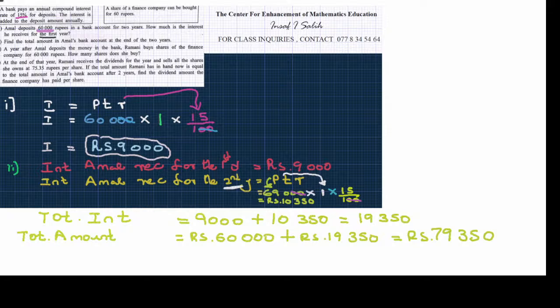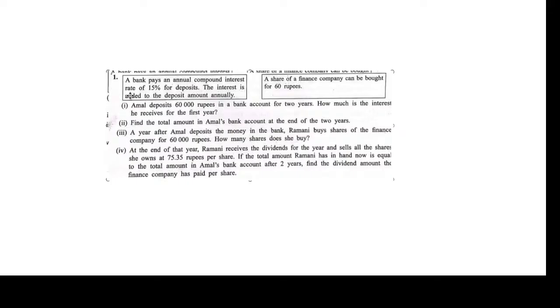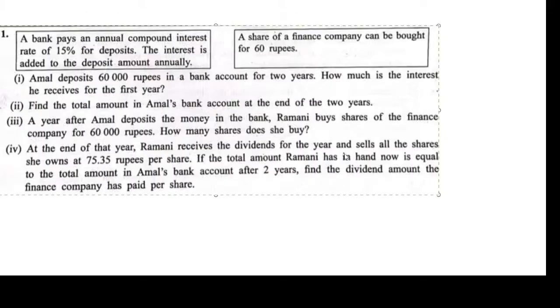Right. So it has been told to us a year after Amal deposits the money in the bank, Ramani buys shares of the finance company for 60,000 rupees. How many shares does she buy?